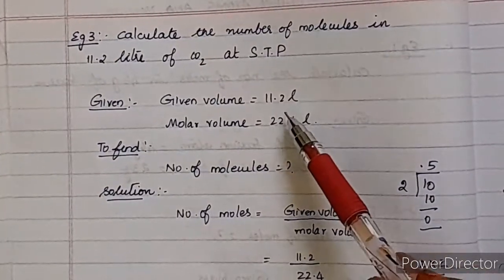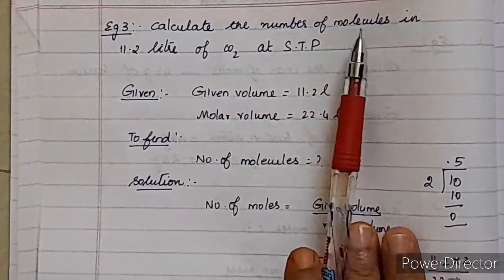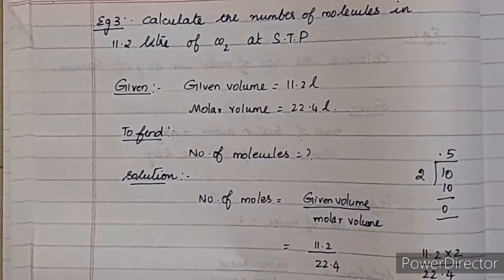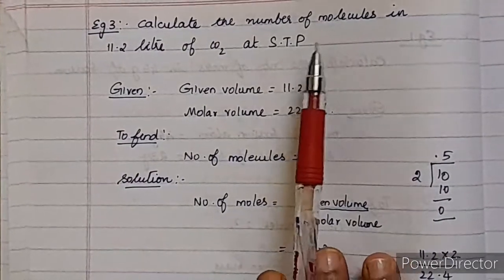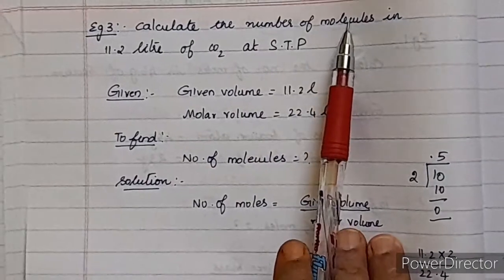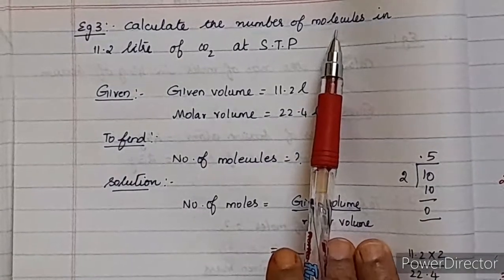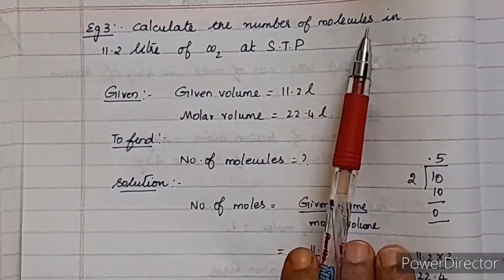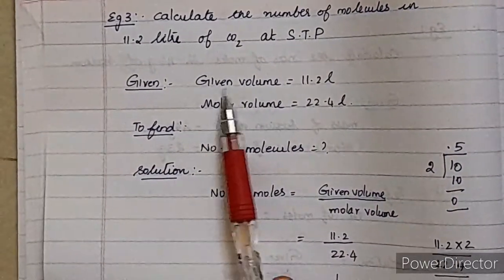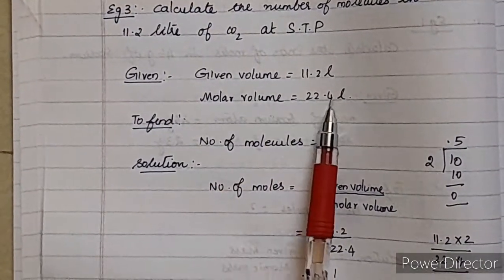The third example. Now here, calculate the number of molecules in 11.2 liters of carbon dioxide at STP. Now here the number of moles is not asked to calculate. You are asked to calculate the number of molecules. Now to calculate the number of molecules, first you have to calculate the number of moles. Now using the number of moles, you can calculate the number of molecules. Now the given data is in terms of liters, isn't it? So what is given? Given volume is equal to 11.2 liters and molar volume is 22.4 liters.